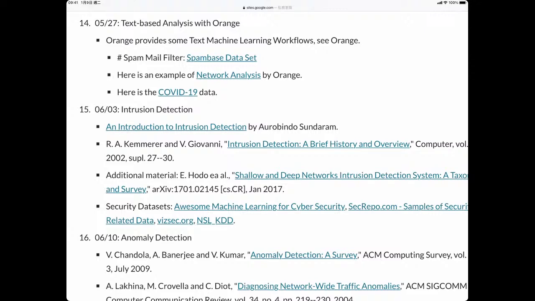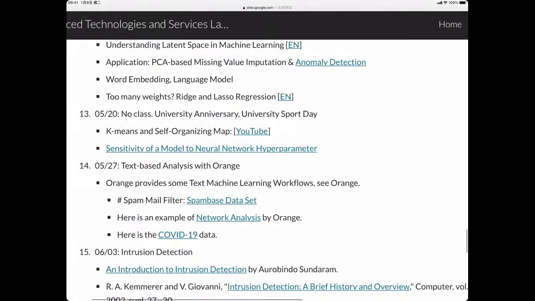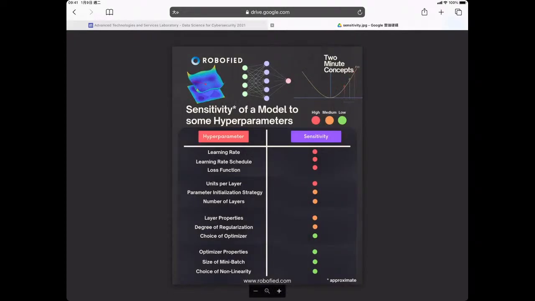The first thing we'd like to talk about is this specific figure. You can download this figure from my Google Drive. The name is called sensitivity. It may take some time. This figure is provided by someone else; I downloaded it from the network. It's called sensitivity of model to some hyperparameters.